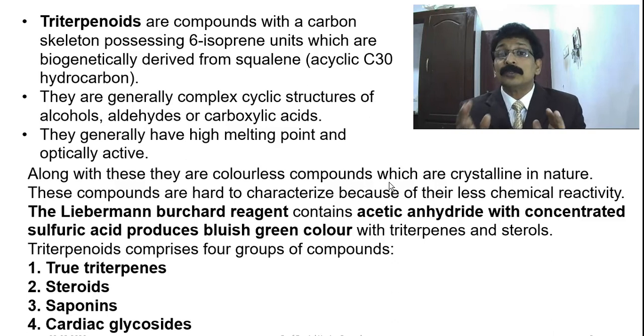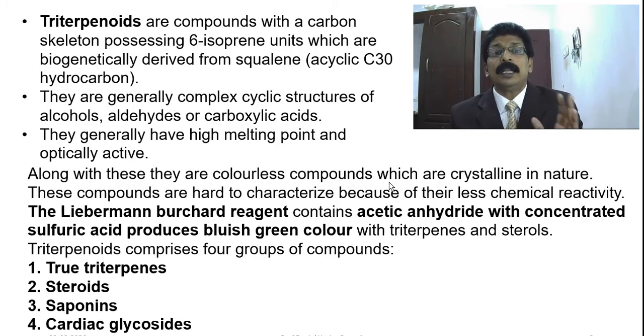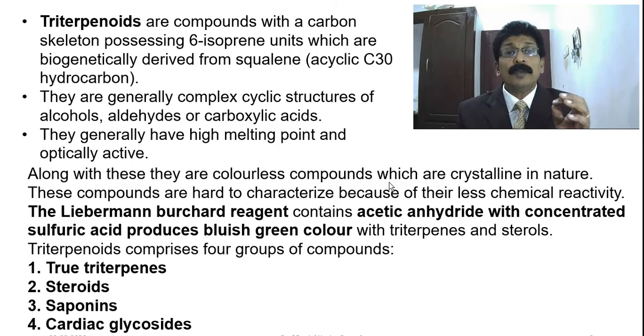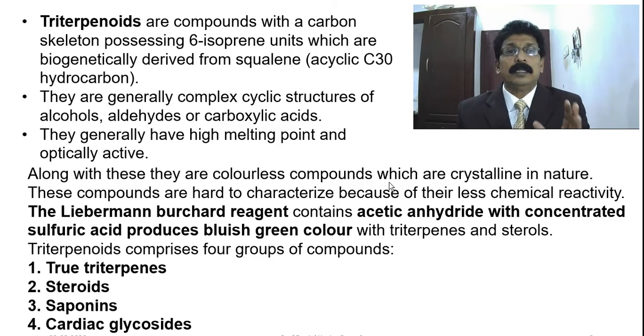So that also you should know. So they have isomers, configurations will be there in these compounds. So they generally have high melting point and are optically active. Along with these, they are colorless compounds which are crystalline in nature. These compounds are hard to categorize because of their less chemical reactivity.